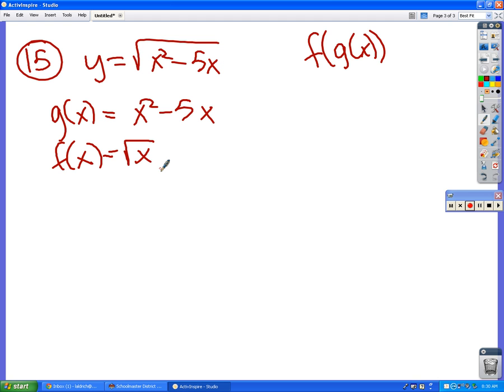And in all my years of teaching, it's very hard to explain how you do that. You can just see it. I can, Taylor can, Drew can. This is the stuff on the inside, so it's the g of x. This is the stuff on the outside, so it's the f of x. Okay?